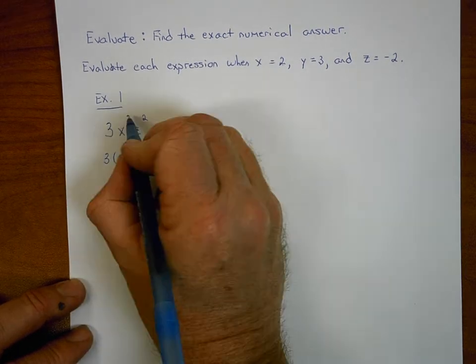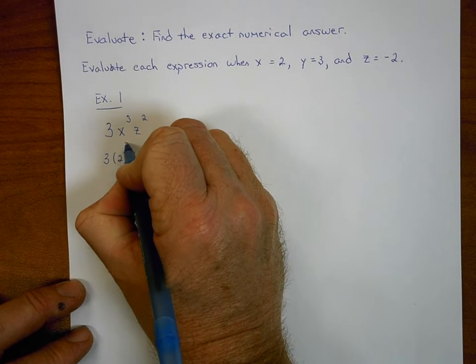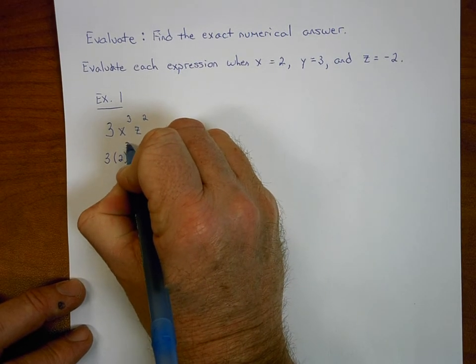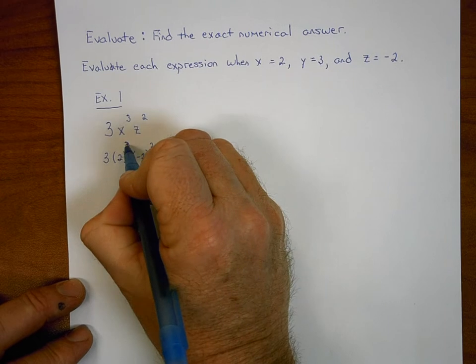Okay, so now, whoops, this is supposed to be an exponent of 3. Thank you for catching that, Ryan. I appreciate that. Okay, so that's a 3 right there.